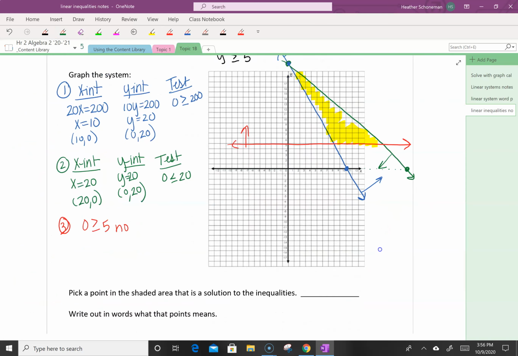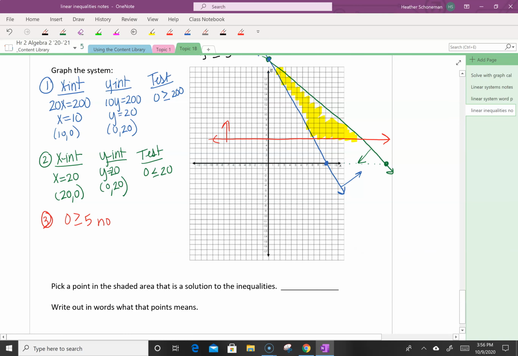So now the next thing it asks, it says pick a point in the shaded area that's a solution. So I'm going to go over here and let's pick a point. How about this one? This point is the point 9, 7. Now you could pick any point in the yellow, so it's very possible that 10 people could pick 10 different points and you would all be right as long as it's in that yellow shaded region.